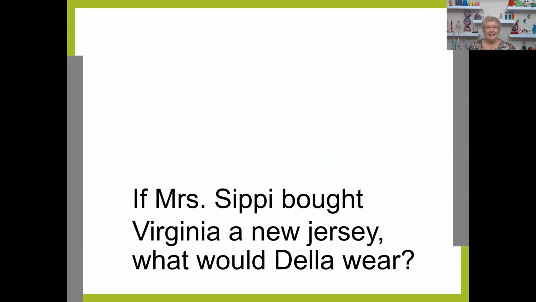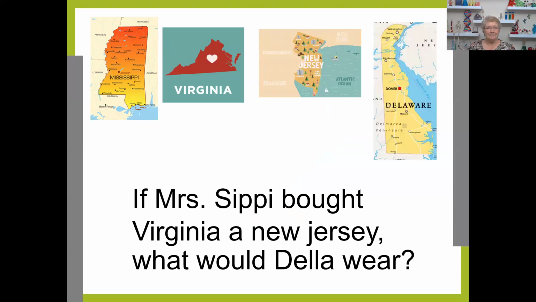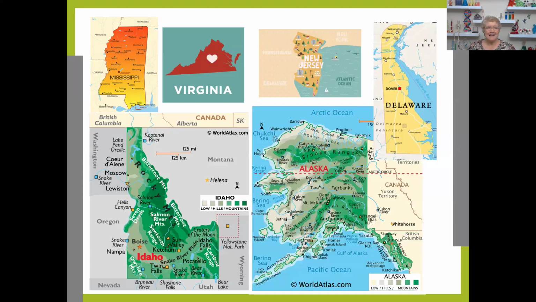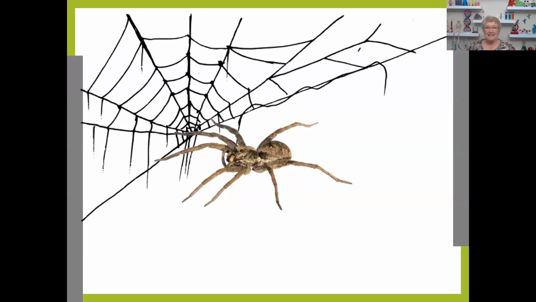All right. If Mississippi bought Virginia a New Jersey, what would Della wear? Idaho, Alaska. I don't know. I'll ask her. All right. What kind of maps do spiders make? What kind of maps do spiders make? They make web-based maps.